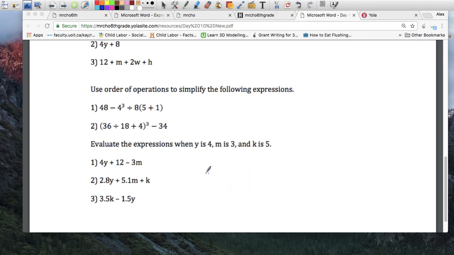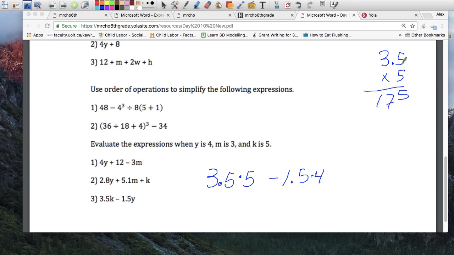The last one: 3.5 times k, which is 5, minus 1.5 times y, which is 4. So let's find out what 3.5 times 5 is. 5 times 5 is 25, carry the 2, 15, 17. That's one decimal place here, so my answer should have 1 decimal place: 17.5.